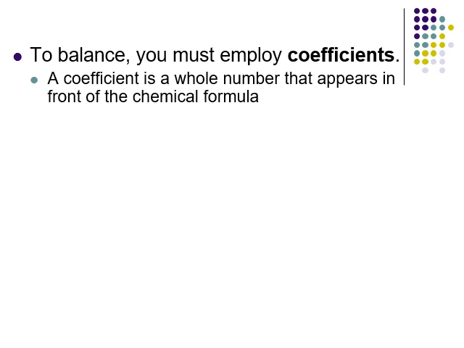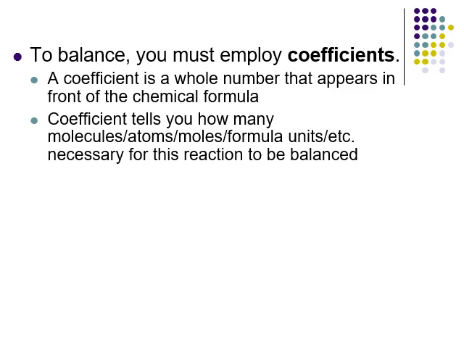And a coefficient, like in your math class, is a whole number that's going to appear in front of a chemical formula. Now in your math class, a coefficient might have been, let's say I had a term that said 5x squared. The 5 would be your coefficient. And if you think in math, if I say 5x squared, what does the 5 tell us? Well, it tells us that we have 5 of the x squareds.